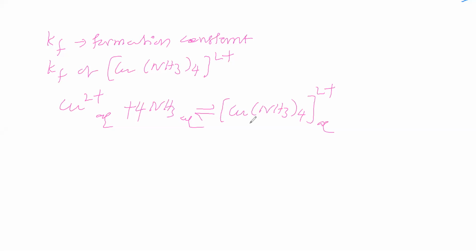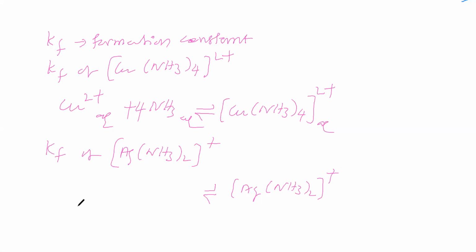So let us take one more example for Kf. Suppose we are taking the Kf of [Ag(NH3)2]+. How do we write the equation for this? Let us see. Now let us write the equilibrium symbol. F stands for formation, formation of the complex. Therefore, we have to write the complex on the right side. Okay, what do we write on the left side?